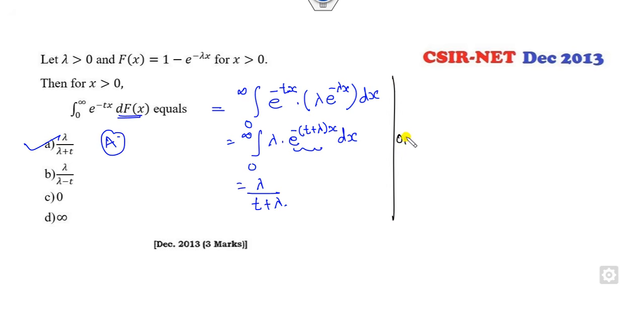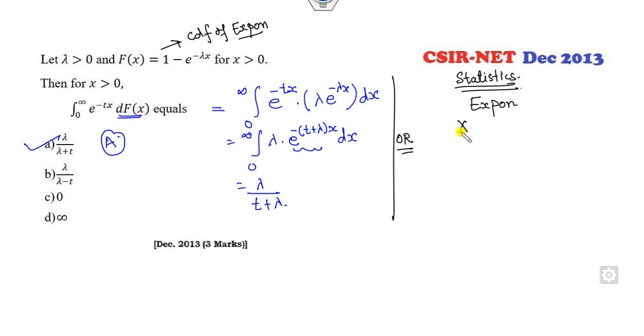There is one more method. If you are a student of statistics, you may know about the exponential distribution. If you look at that, what is that? This is the CDF of the exponential distribution.